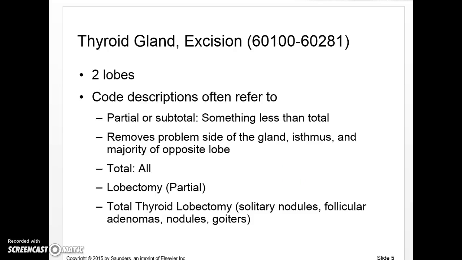The thyroid gland excision subsection includes 2 lobes. The code descriptions often refer to partial or subtotal excisions. Total would be all. Partial removal would be called a lobectomy. Total thyroid lobectomy would include solitary nodules, follicular adenomas, nodules, and goiters.